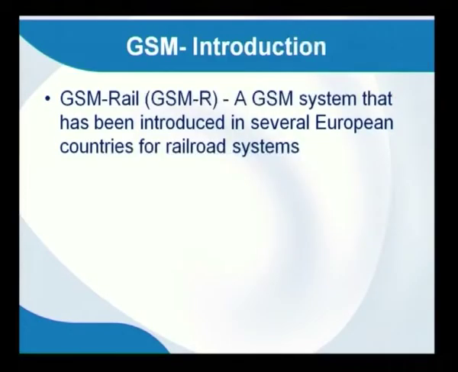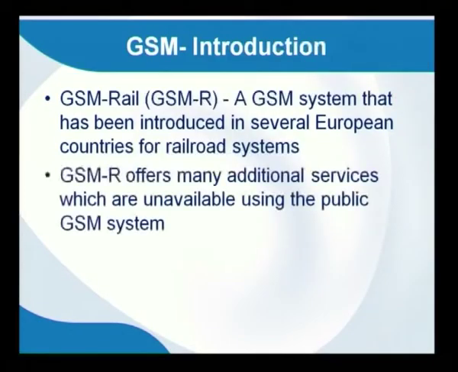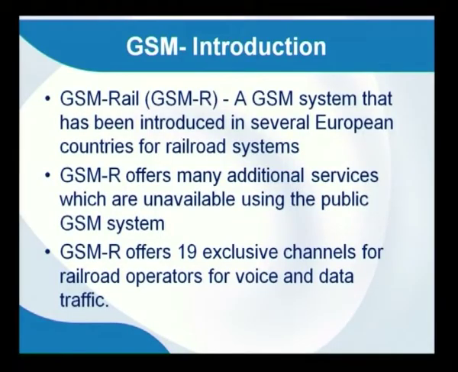It is also referred to as GSM-R. This system is developed and deployed in the European countries mainly for railroad systems. The majority of the features offered by GSM-R are not offered in the public GSM networks like GSM 800 or GSM 900, because it has very special features only for railway communication systems.